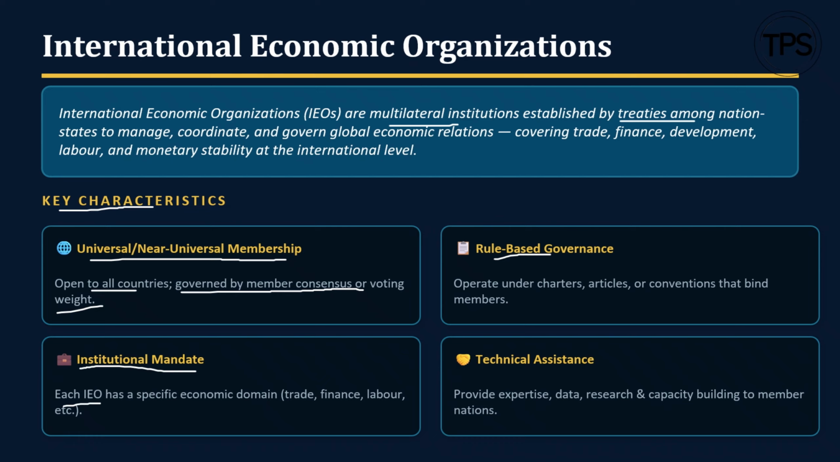Then institutional mandate. Each IEO, International Economic Organization, has a specific economic domain: trade, finance, and labor. For trade, WTO, World Trade Organization; for finance, IMF, International Monetary Fund; and for labor, another one like the World Nations, etc. Then technical assistance: provide expertise, data research, and capacity building to member nations.